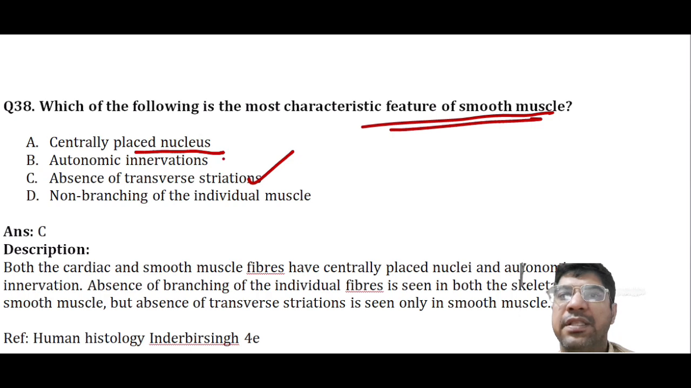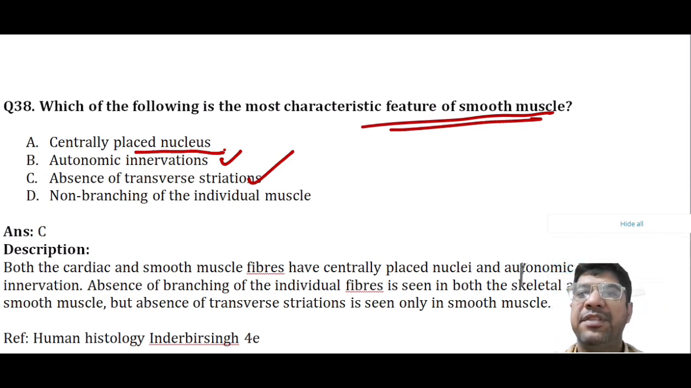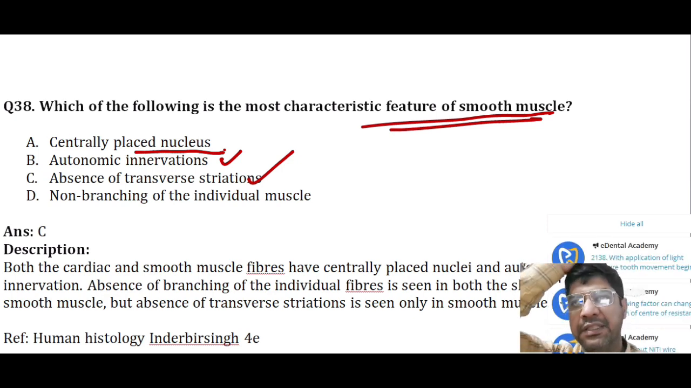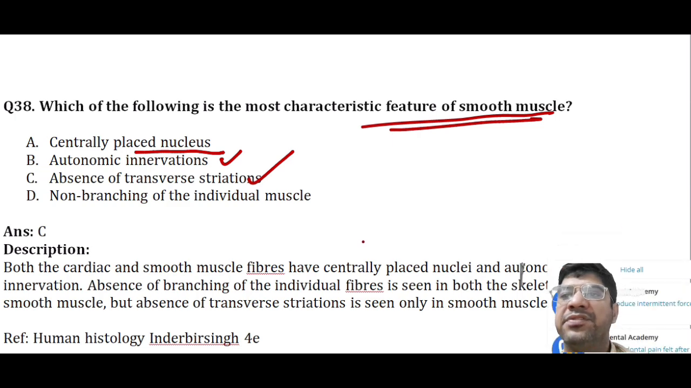Autonomous innervation. Autonomous innervation is a feature of both smooth and cardiac muscle. The autonomic nervous system controls these muscles involuntarily, whereas the skeletal muscles are primarily under voluntary control. Absence of transverse striations. This is the most important characteristic feature of smooth muscle. Unlike skeletal muscle, smooth muscle lacks the transverse striation.